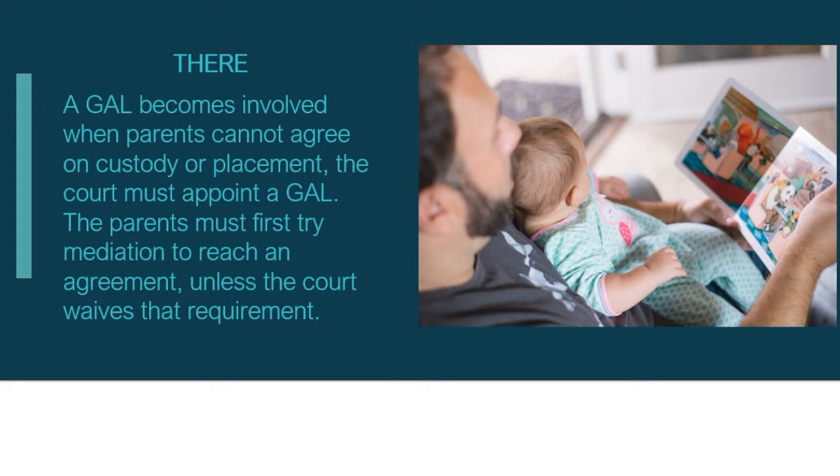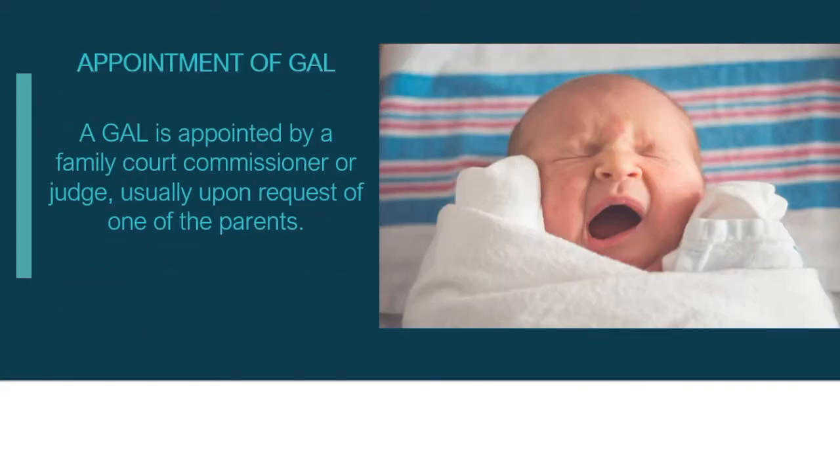A guardian ad litem becomes involved when the parents cannot agree on custody or placement. Typically, the courts must first try mediation, and when that becomes unsuccessful, the court appoints a guardian ad litem to do an investigation. Normally, the guardian ad litem is appointed by a court commissioner or a judge, but sometimes parties know right away that they're not going to be able to reach an agreement, and parties request that a guardian ad litem gets appointed rather than going through mediation.